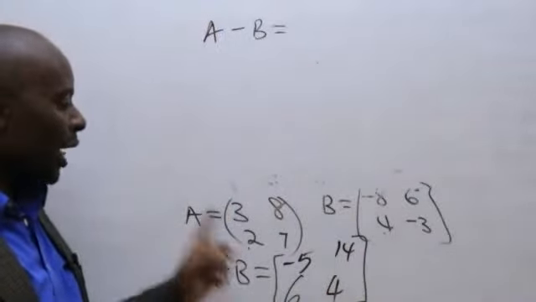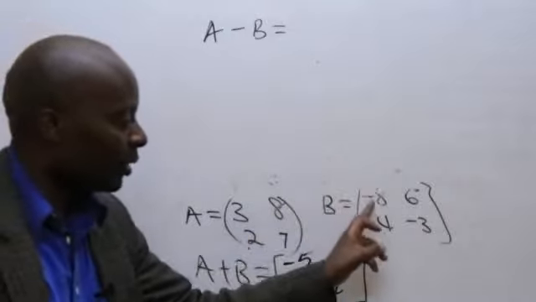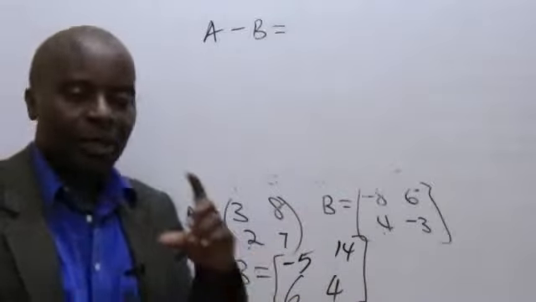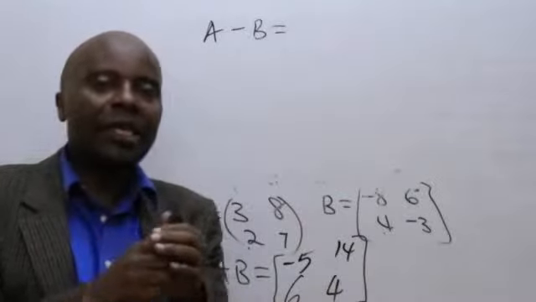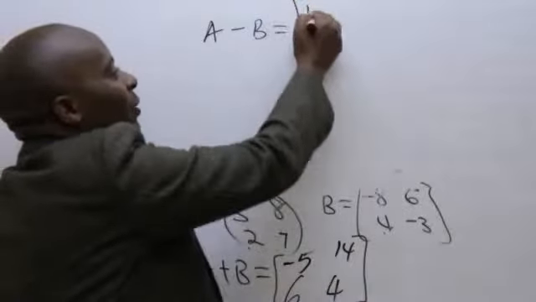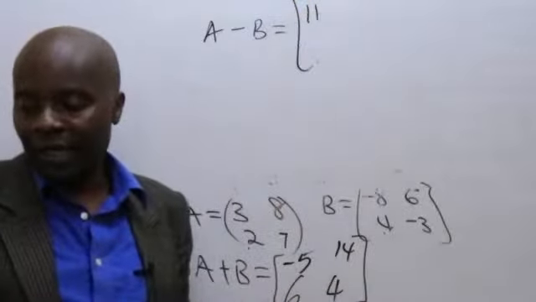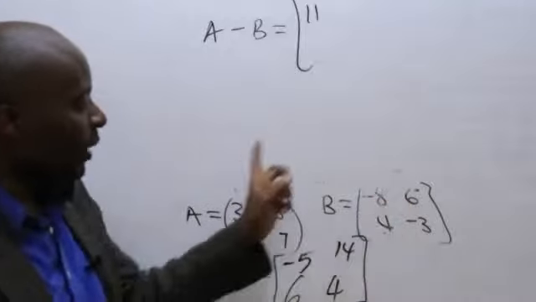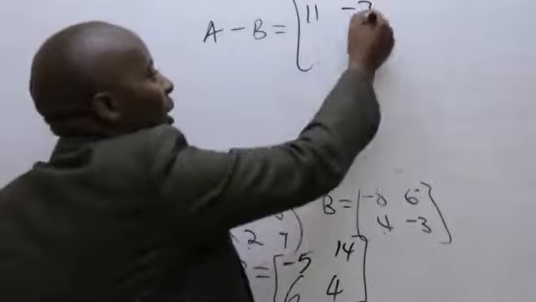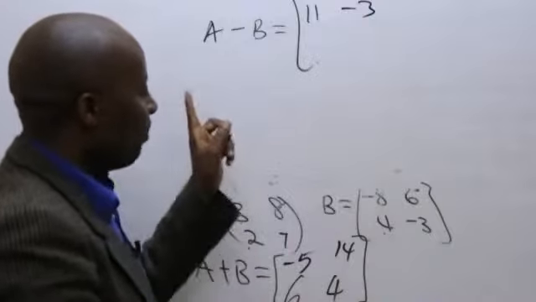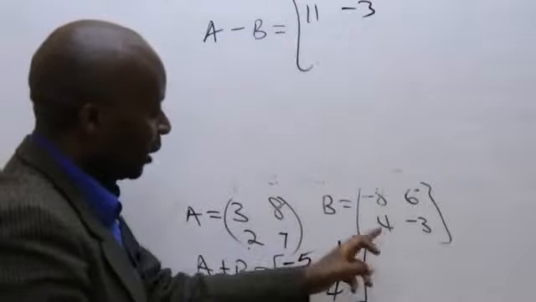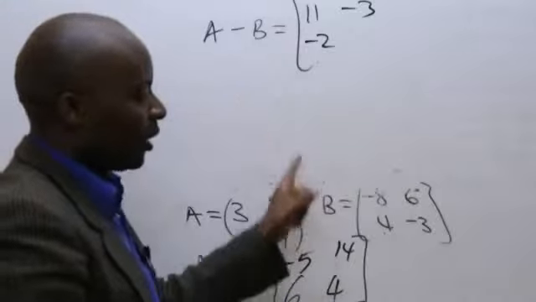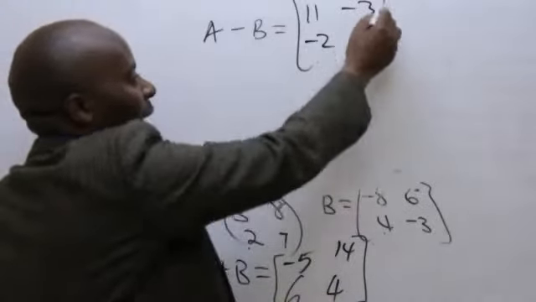So corresponding elements, like now 3 minus -8. So 3 minus -8, that will give us what figure? That will give us 11. From there, ladies and gentlemen, we have here 3 minus 6, that will give us -3. And then we have here 2 minus 4, that will give us -2. And then we have 7 minus -3, that will give us 10.